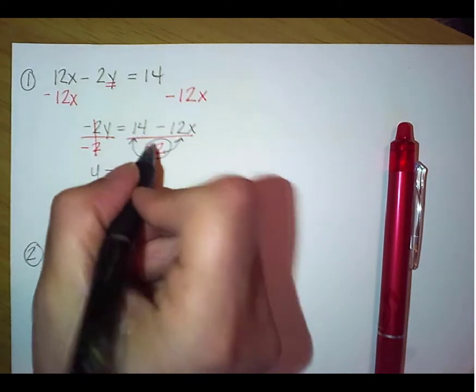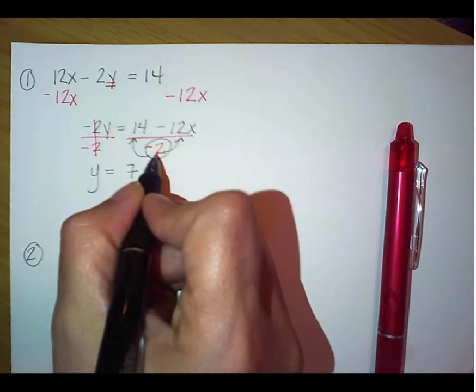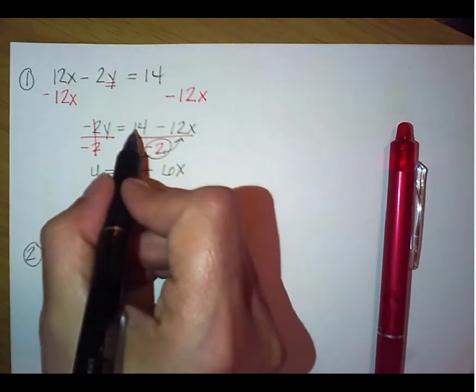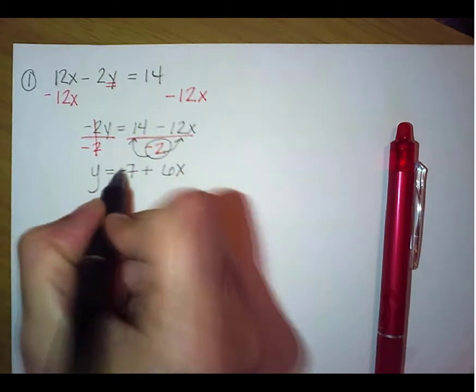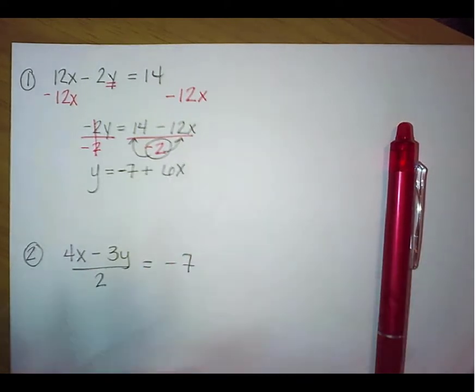So 14 divided by negative 2 would give us 7. Negative 12 divided by negative 2 would give us a positive 6x. Excuse me, 14 divided by negative 2 is negative 7. I think I said it, but didn't write it down. So be real careful on those negatives. It's real easy to drop them.